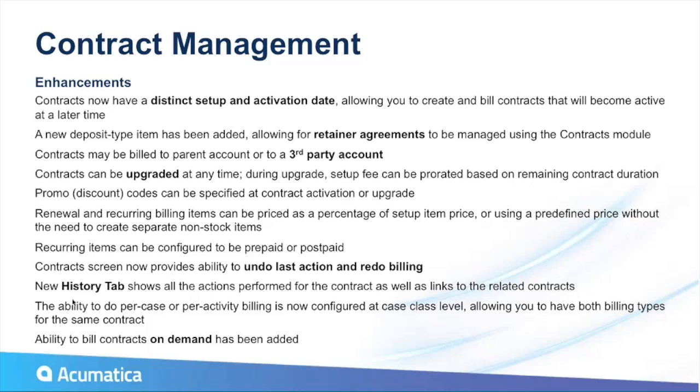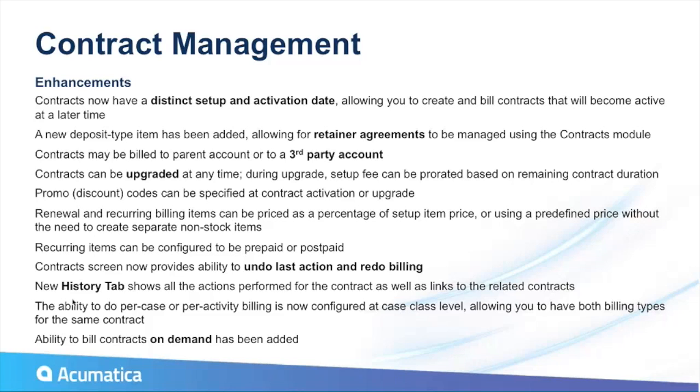Contracts may now be billed to a third-party account or a parent account. So an example of that is the relationship that Acumatica has with its customers and partners. So we set up contracts with the actual end user, but we bill you as a partner. So we're using this feature to handle the renewals. We've added the ability to do contract upgrades. This is not something that was possible previously. So now you can upgrade a contract at any time, and the system will calculate the upgrade fee, and optionally it will prorate this fee based on the remaining number of days in the contract.